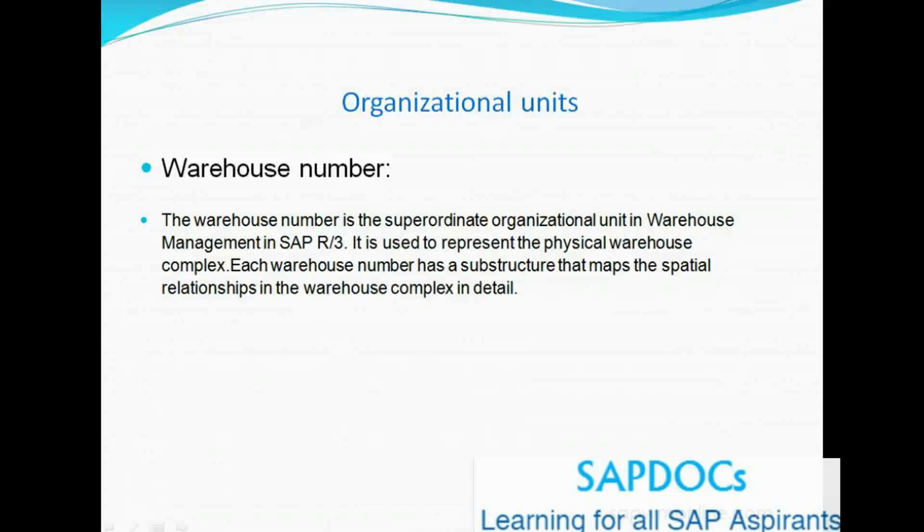Each warehouse number has a substructure that maps a spatial relationship in the warehouse complex in detail. So you define a warehouse complex with an alphanumeric 3-digit key in SAP, which is linked to a storage location and a plant.